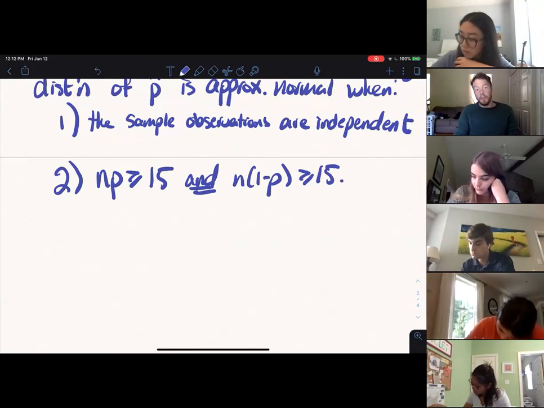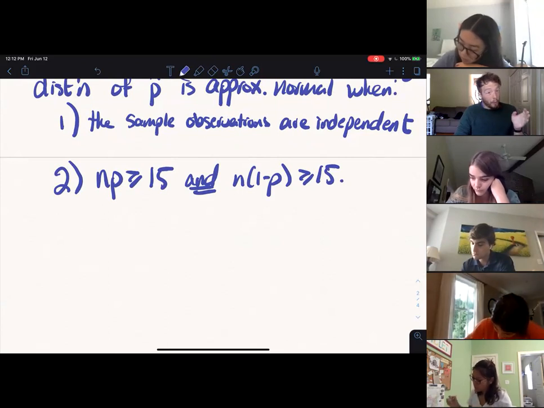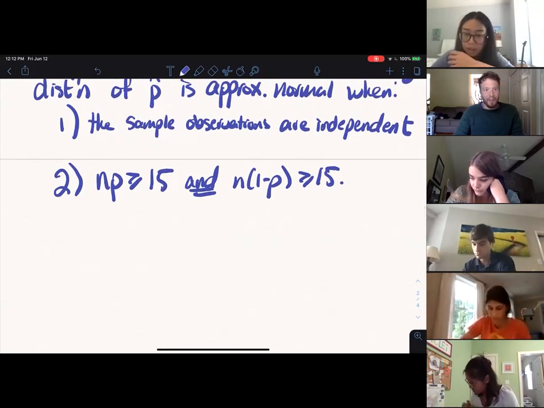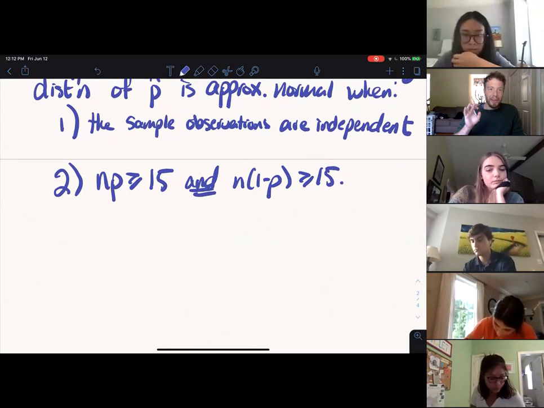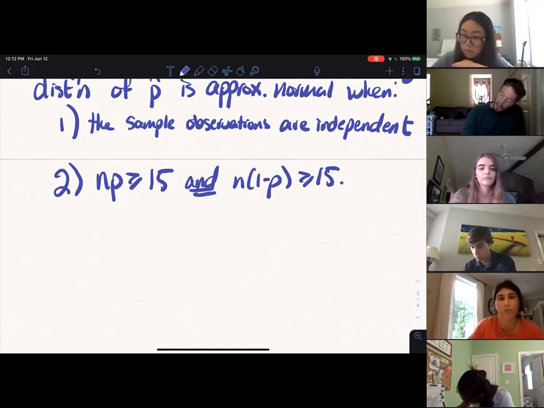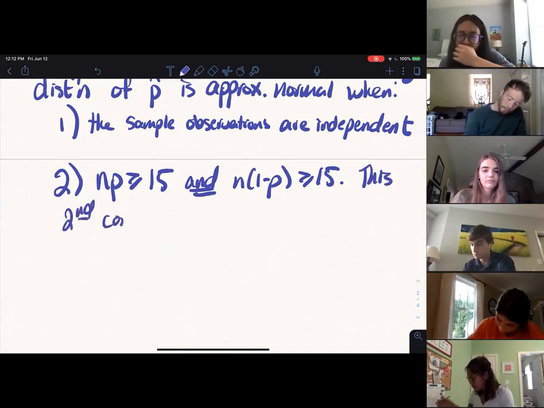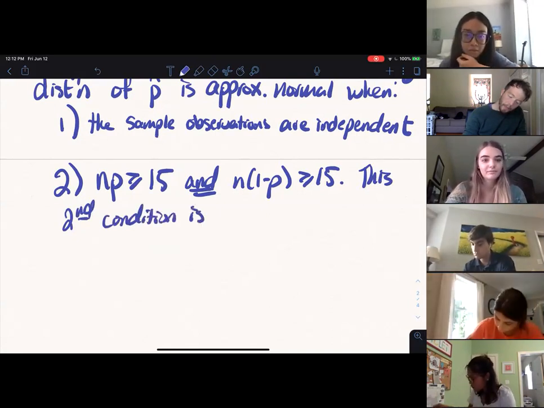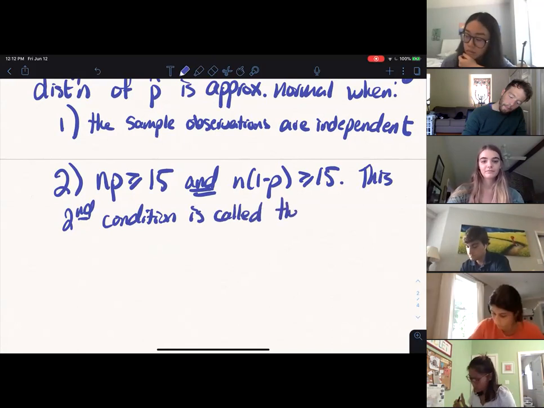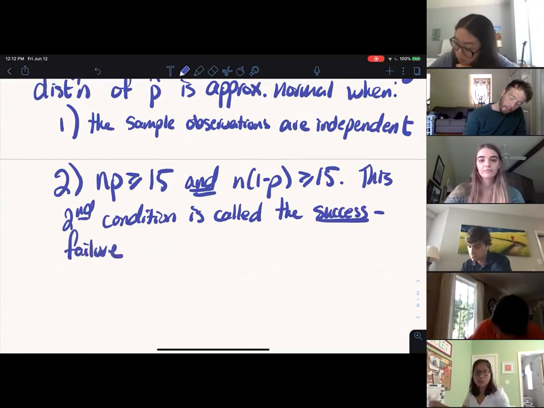So this first condition is something we've seen before. We needed our different observations to be independent to get that normal distribution for x bar. In this case, we're working with p hat, same condition. This second condition looks new, right? This is a very algebraic, do this calculation, and if it works, you're good, it's normal, and if it doesn't work, it's not normal. And this second condition is called the success failure condition.